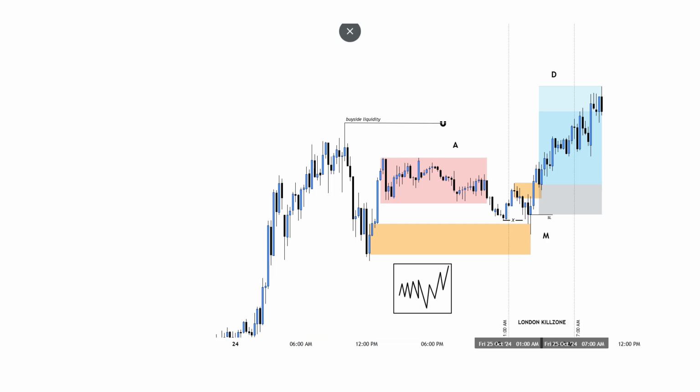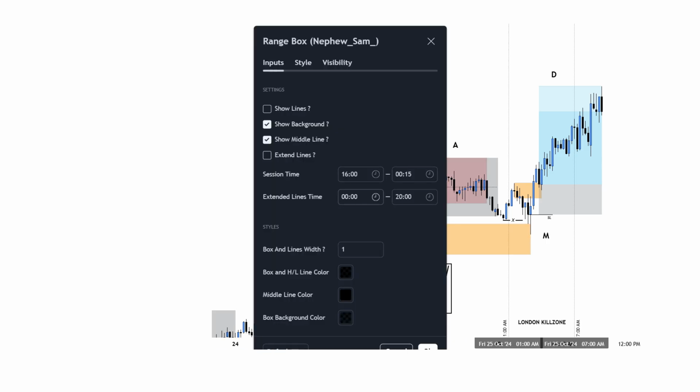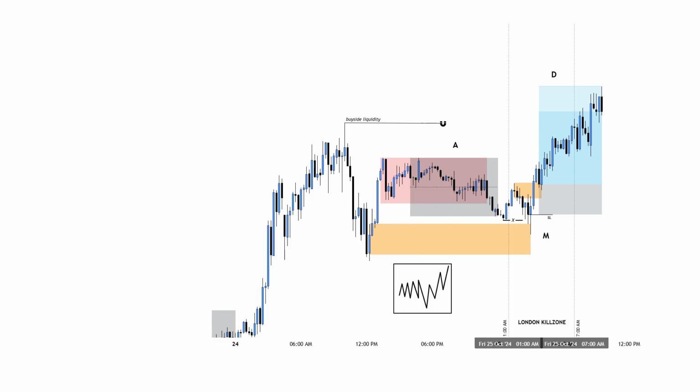I also have an indicator. This is the indicator called Asian range box by Nephew Sam. These are all the settings right here. You guys can just copy all of this, but this just shows me all my Asian range. My Asian range is in gray right here.